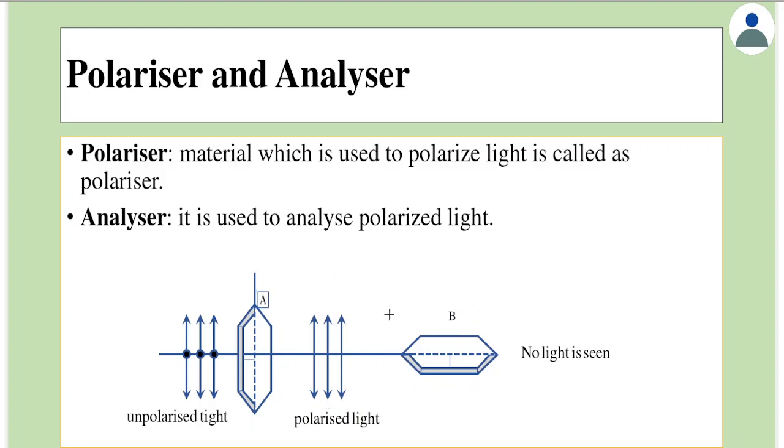Now how it works is that if you place an analyzer here like this, then again all the vibrations will pass through it. So if you rotate it at a certain angle, the intensity of light will decrease. So by knowing the intensity variations, we can tell whether light is polarized or not. We'll see this later.